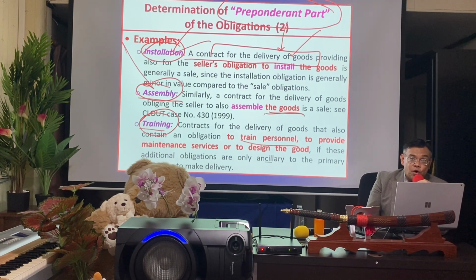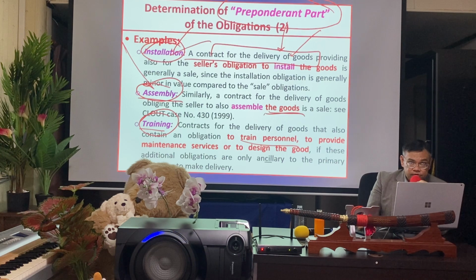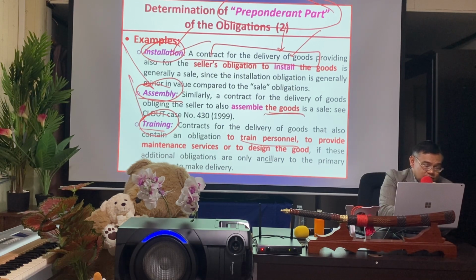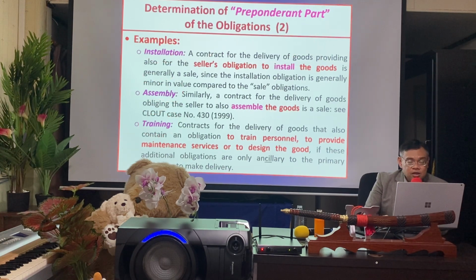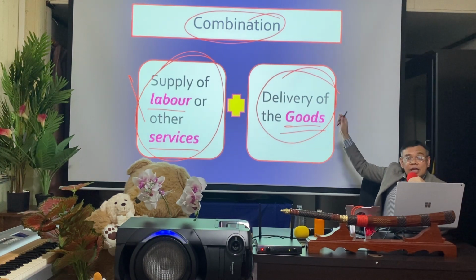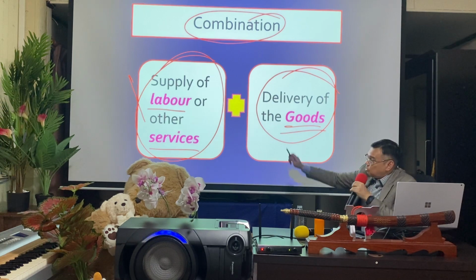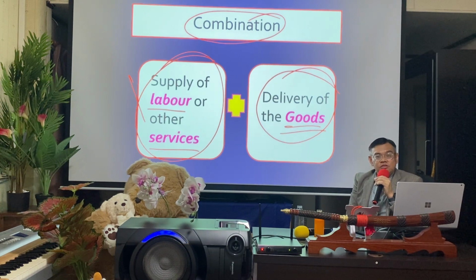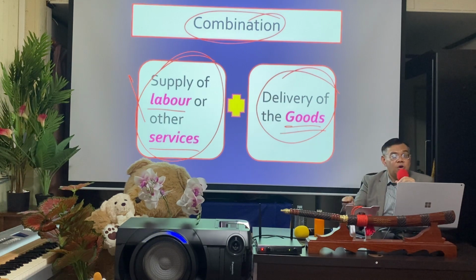Let's suppose that the large part of the price is from delivery of goods. The price, the remuneration which is from the training, seems to be something very small. In this case, the contract in question is going to be considered as a sale, even though we have the combination between supply of labor or services and the delivery of the goods. If the cost which involves the training is so small, that application is not the preponderant part of the application, so the contract in question is also a sale.